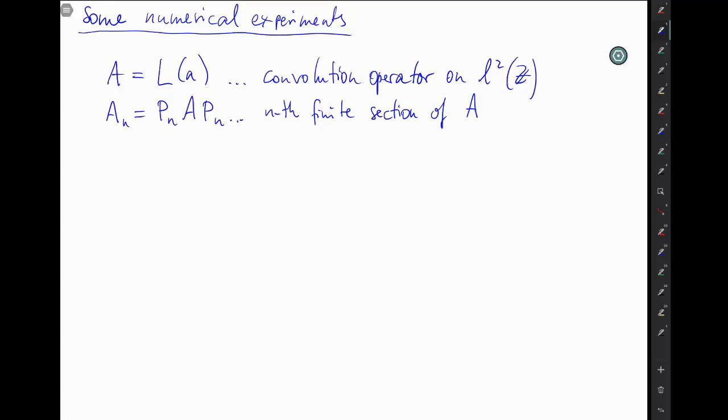Let's look at some numerical experiments with convolution operators on L2 set. So we start with certain examples of convolution operators. We will look at the spectrum of the operator A, and we will also look at the finite sections. Our first example is the forward shift, and we already know what the spectrum is going to be.